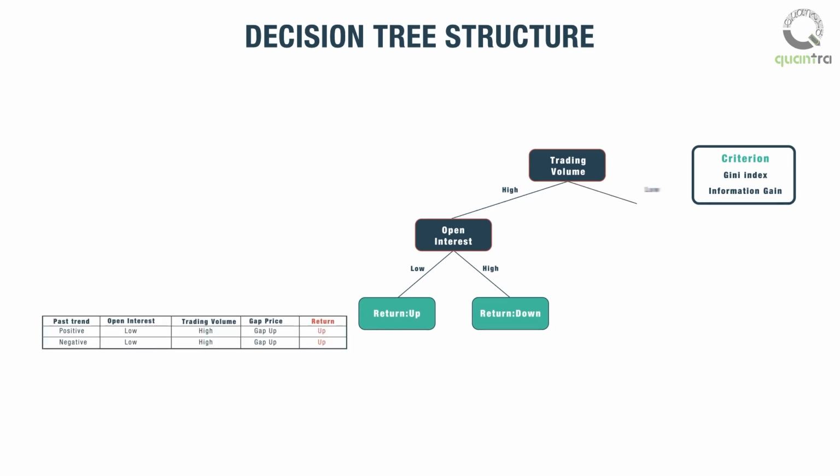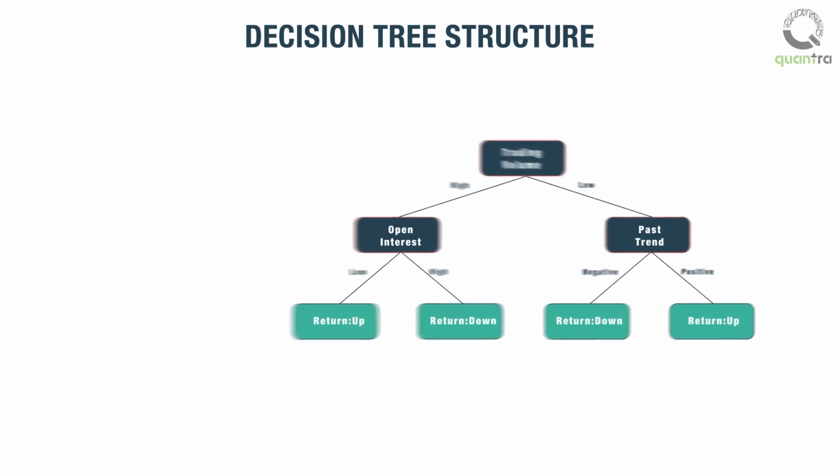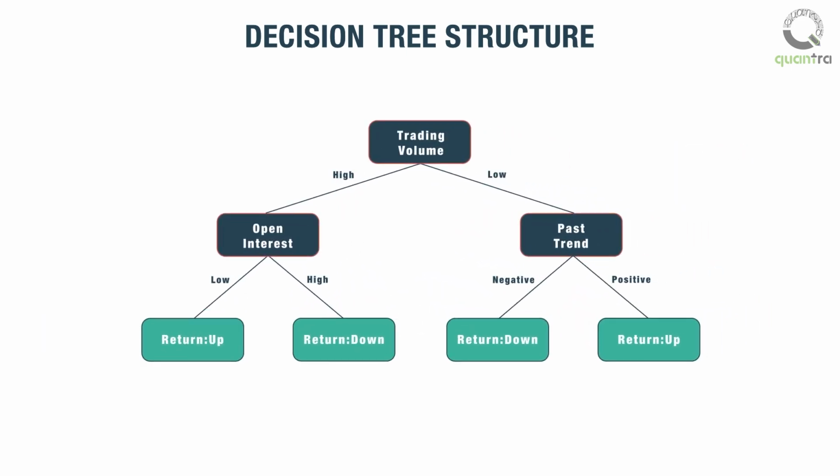This splitting process is carried out along all the paths of the decision tree. When a decision tree is completely constructed, each leaf node is assigned to one target class.